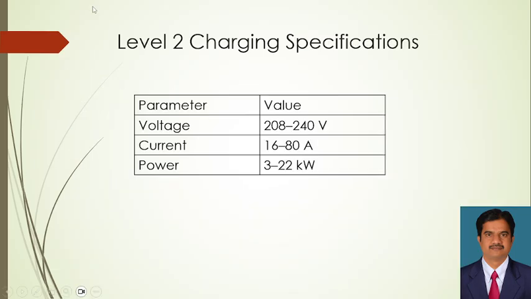And the level 2 charging specifications are: voltage is 208 to 240 volts. Again, it may be a single phase supply you can use here. Current is higher than level 1, at 60 to 80 amps. Power rating is 3 to 22 kilowatts.